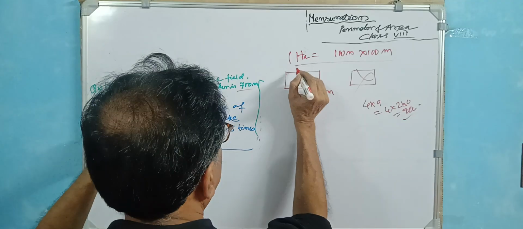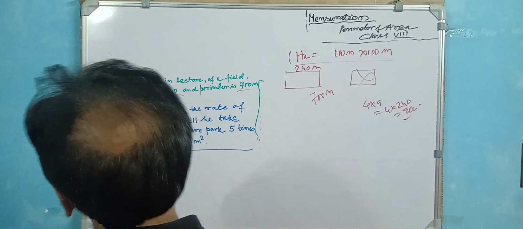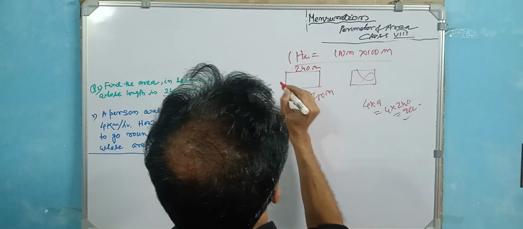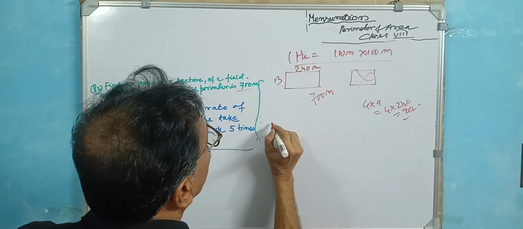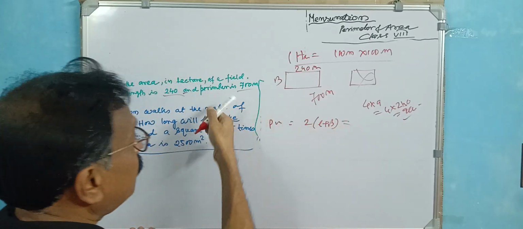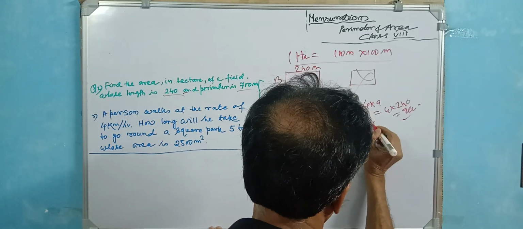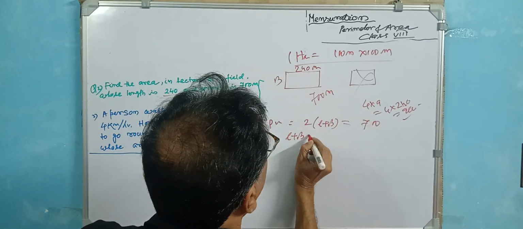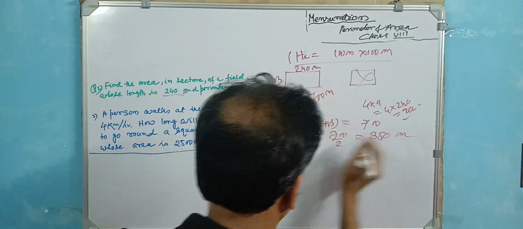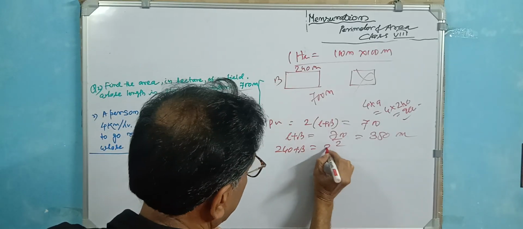Now rectangle, the length is 240 meter. You know the rectangle formula, perimeter of rectangle is 2 bracket L plus B. Whose length is 240 and perimeter is 700. So what is L plus B? L plus B is 700 by 2, that is 350 meter. Out of this L is 240, plus B, that is 350.